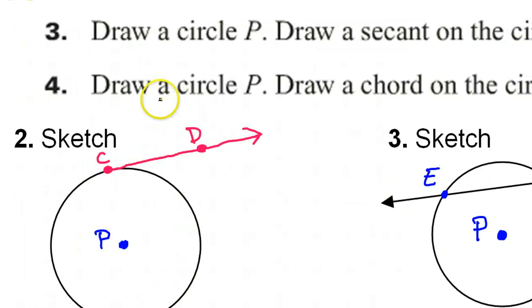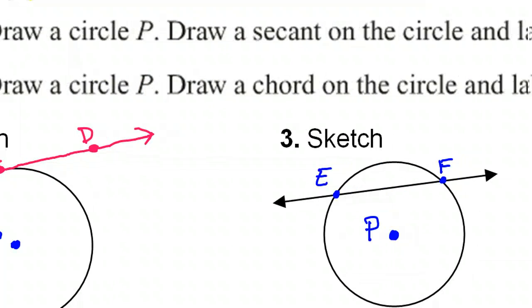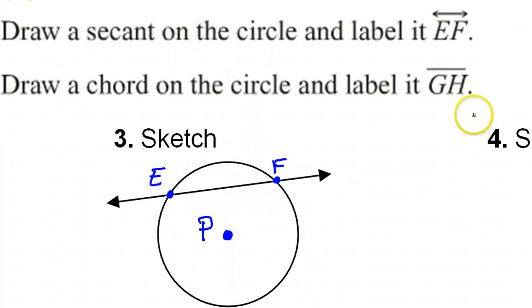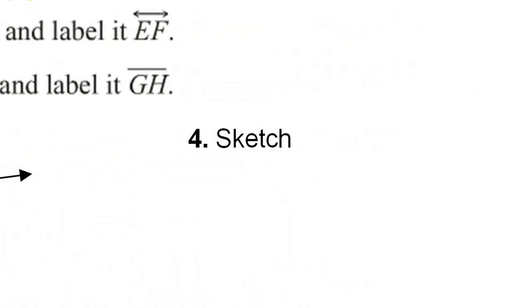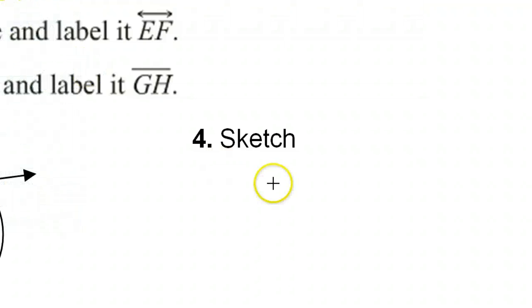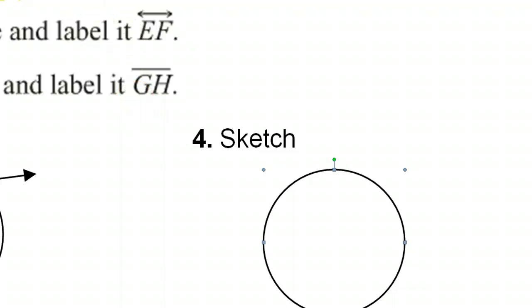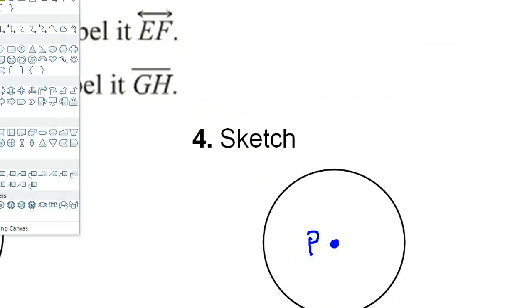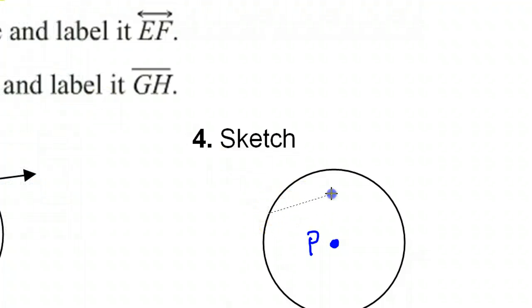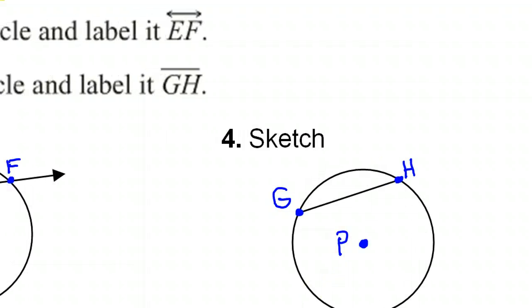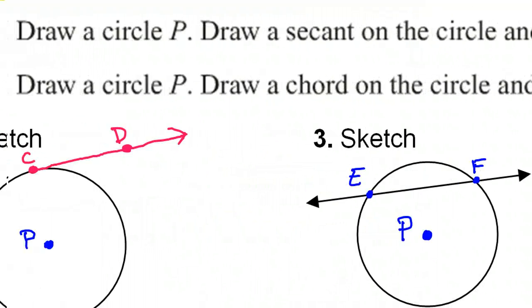How about number 4? Draw circle P, and then draw a chord on the circle and label it segment GH. So one more circle P. That makes the circle P. This time I'm supposed to draw a chord, so it should begin and end on the circle. So there's a chord, and it's supposed to be segment GH. So I'll just make this G and this H. So segment GH. There you go.